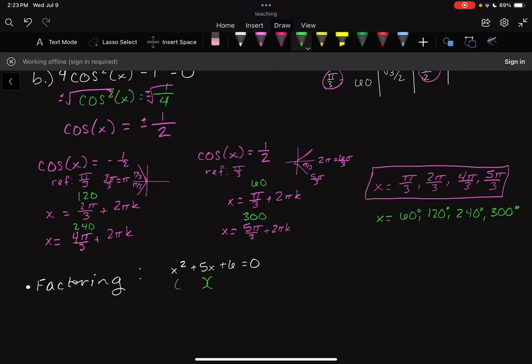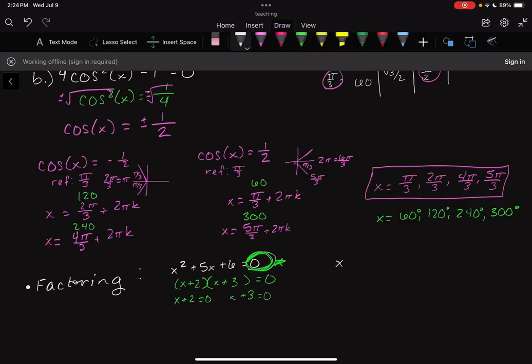So we would put this into two sets of parentheses. It would be x plus 2, x plus 3. Then we'd split it into two equations, x plus 2 equals 0 and x plus 3 equals 0. Something to remember whenever you are factoring is that you need to be equal to 0 to be able to start factoring.